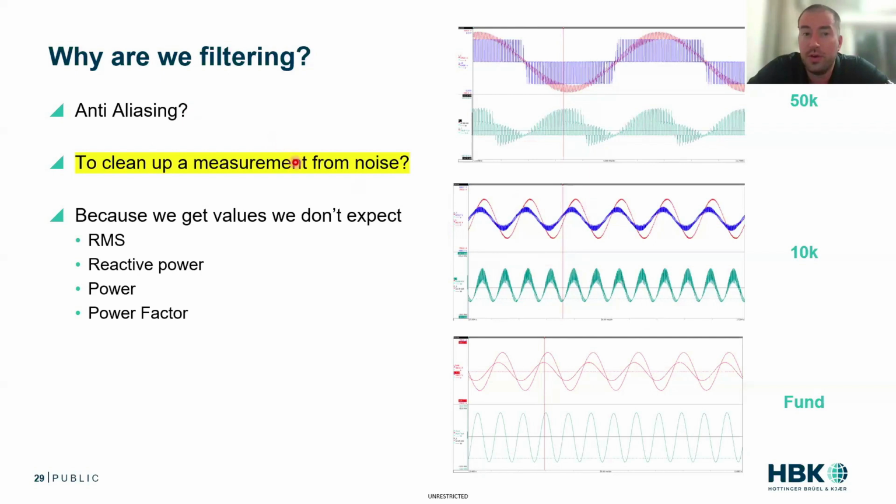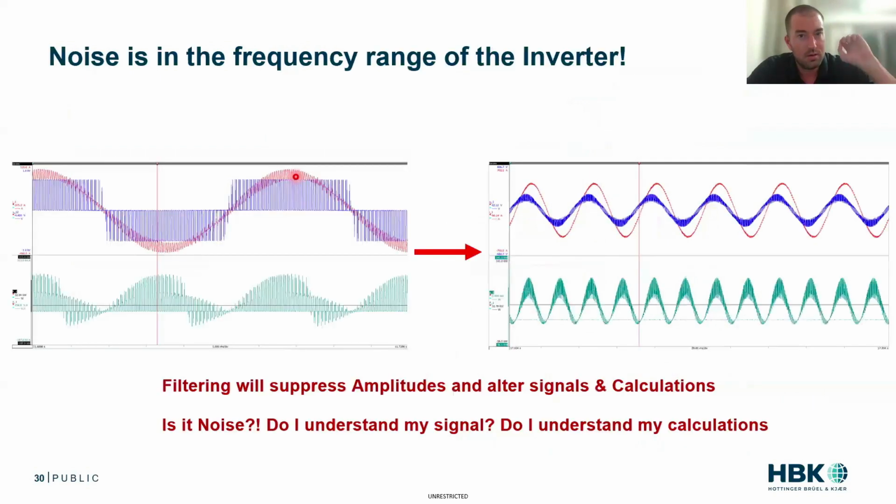So why are we filtering? If the answer is to clean up the measurement from noise, but we did a good job with the cabling, we have to ask ourselves, am I doing more harm than good? Because noise is in the frequency range of the inverter. The inverter is creating the noise, but I also want to catch things from the inverter. So which one of these do I want to look at? Do I want to look at the filtered? Do I want to look at the unfiltered? And the issue becomes that filters suppress amplitudes and alter signals and calculations.